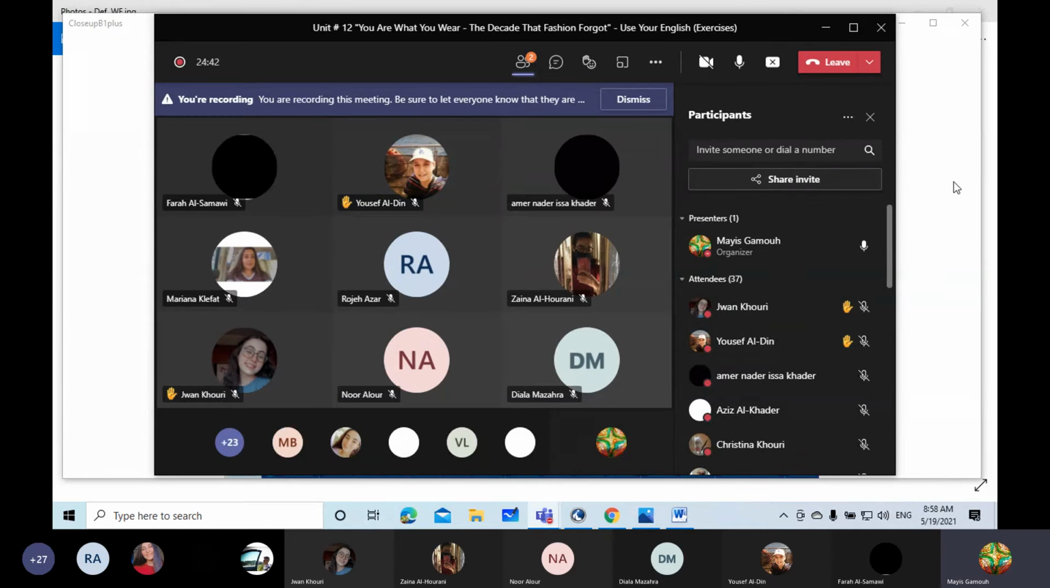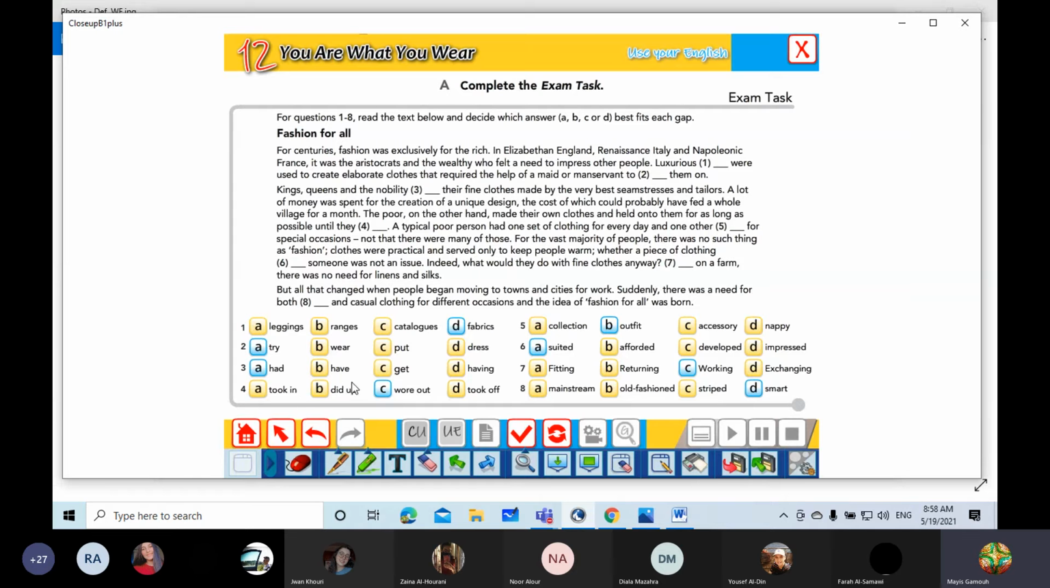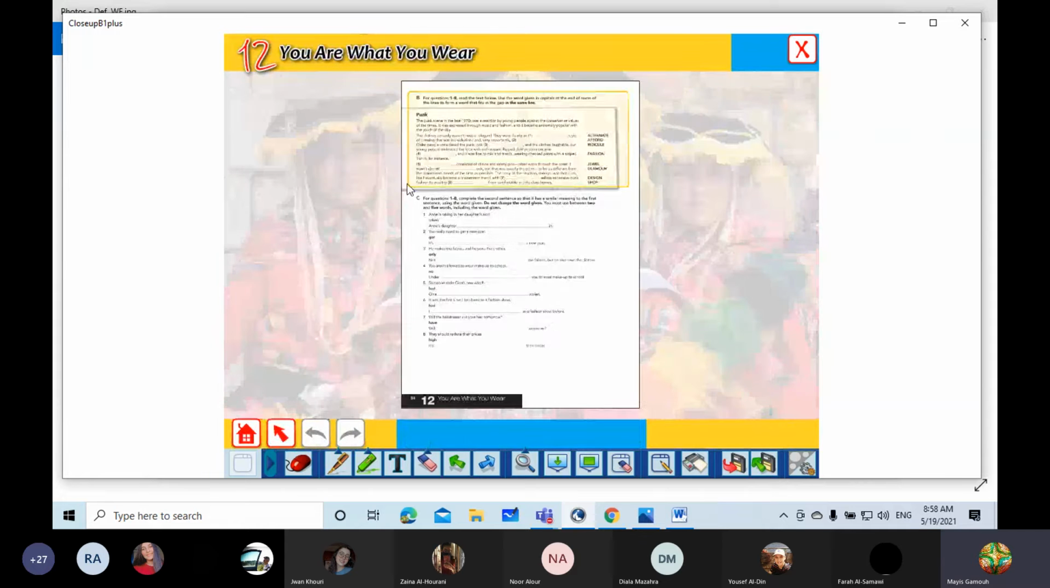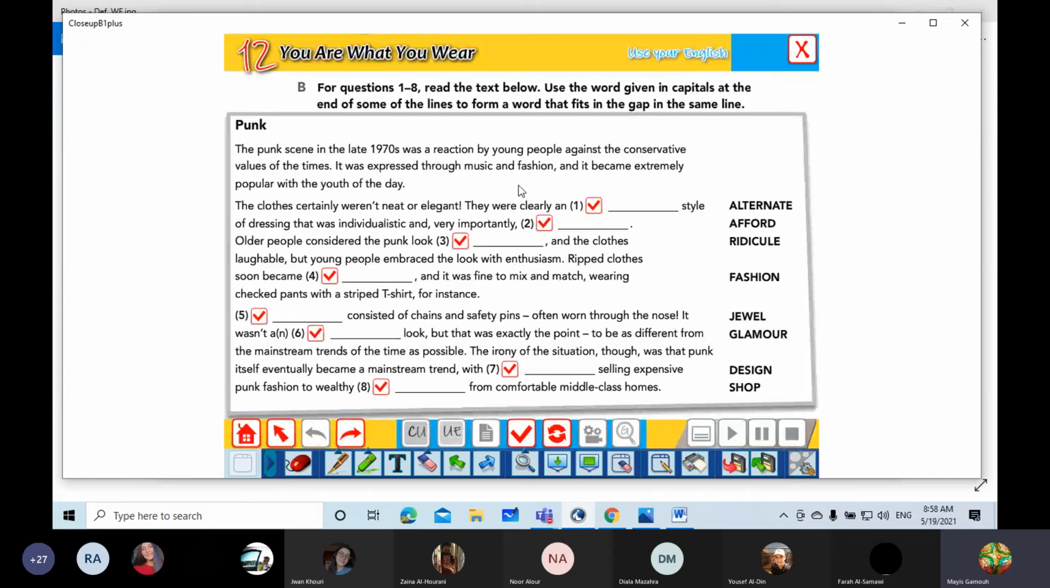All right. Let's go now to the second exercise that we are going to solve in today's class, which is on page 84, exercise B. So let's all go to exercise B in here. The instruction for the exercise is: for questions 1 to 8, read the text below. Here we are dealing with the word formation section. Use the word given in capitals at the end of some of the lines to form a word that fits in the gap in the same line. And our title is Punk.